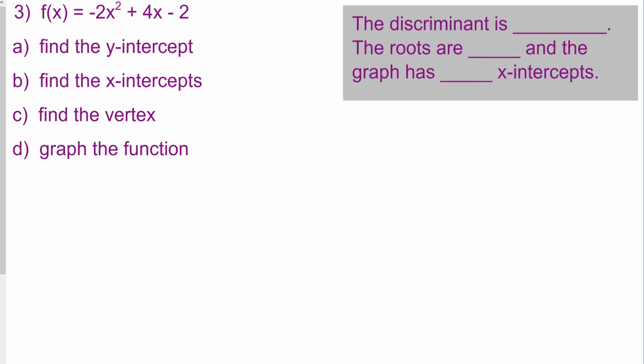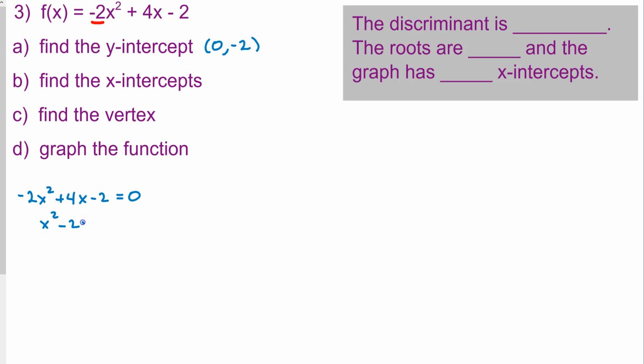Number 3. Oh, by the way, we can also think about whether it's going to open up or down. So like on number 2, we knew it was going to open up because it had a positive leading coefficient. This one has a negative leading coefficient, so it's going to open down. The y-intercept is going to be (0, negative 2). Let's find the x-intercepts by taking the equation, setting it equal to 0 because we're putting 0 in for the y value. I'm going to divide the entire equation by negative 2.